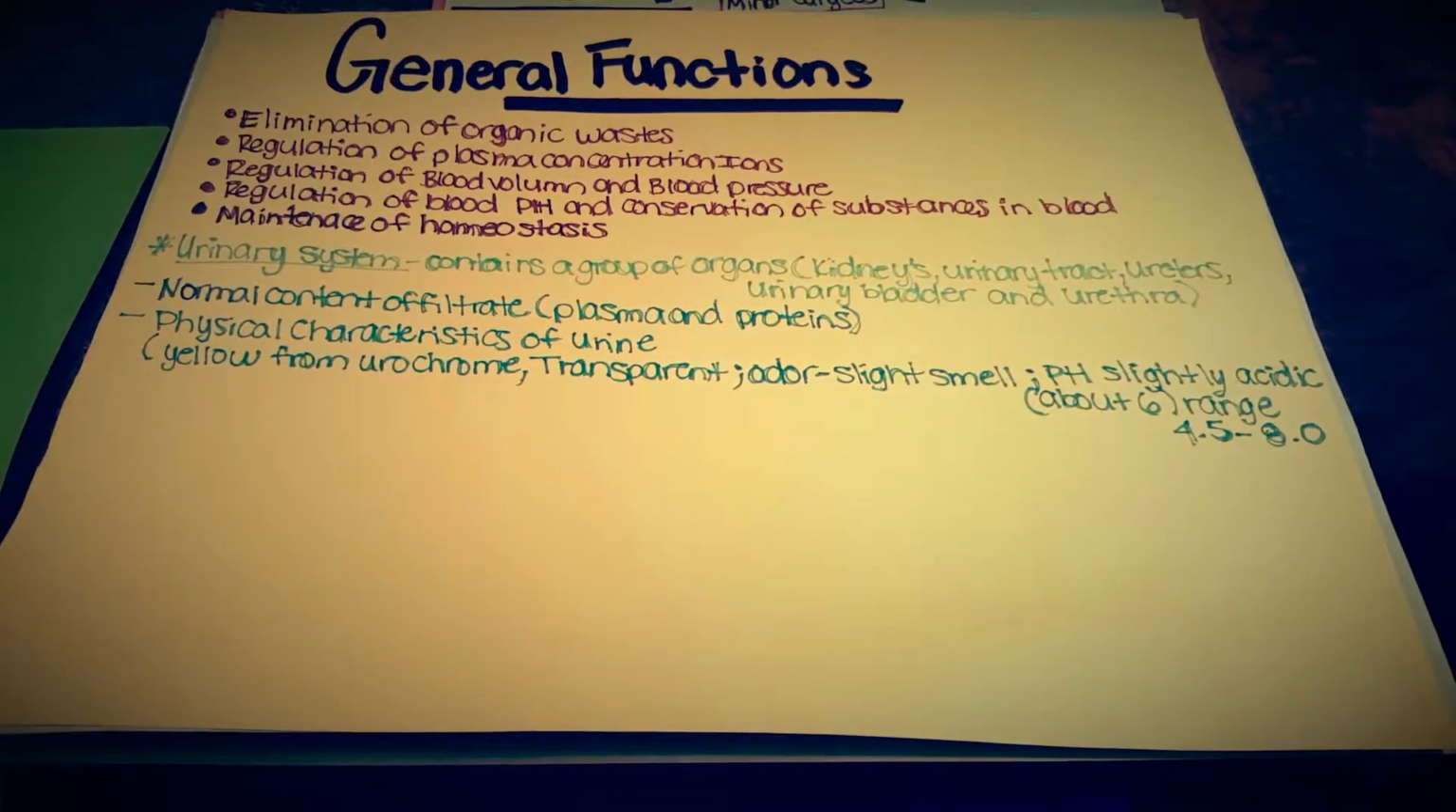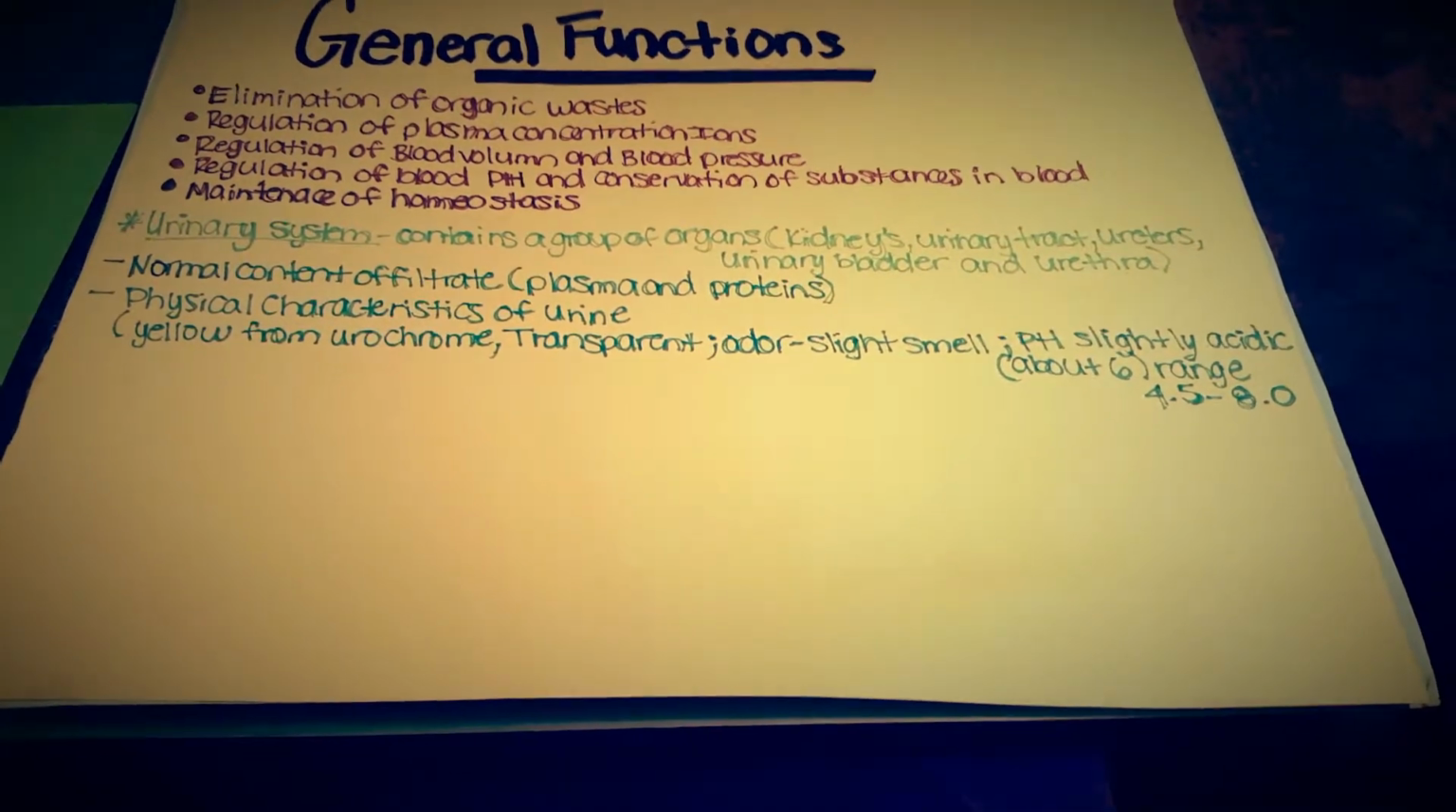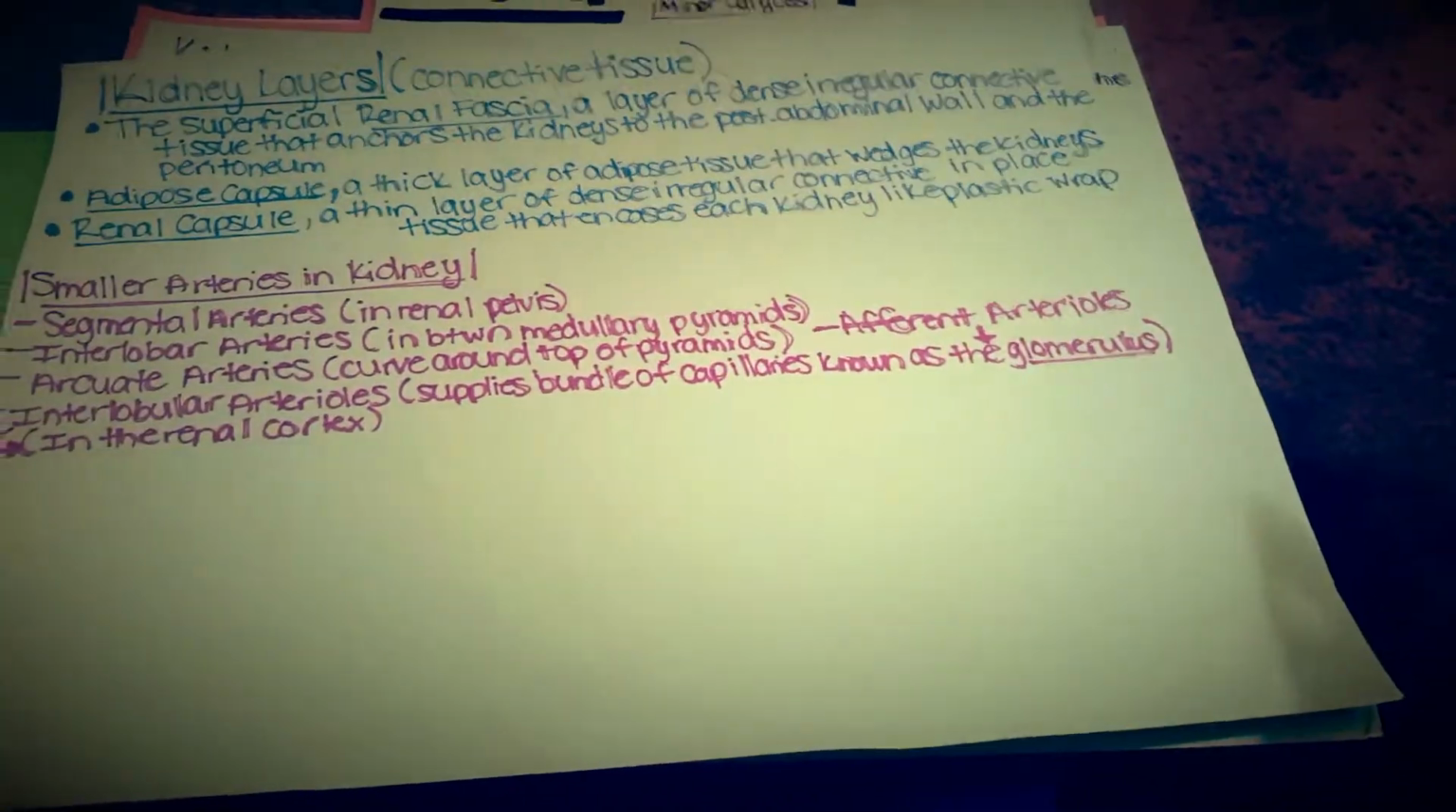The physical characteristics of urine: the odor is a slight smell and a pH level of about 6. These are a few key terms.